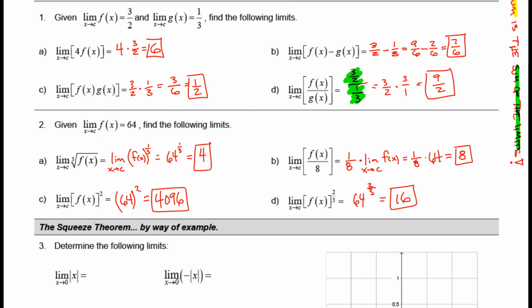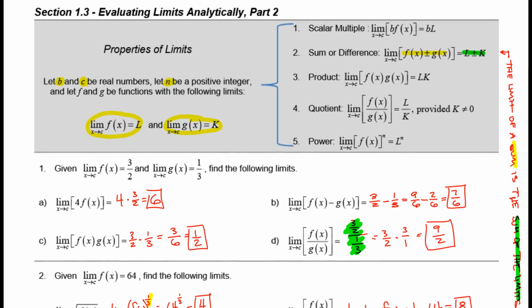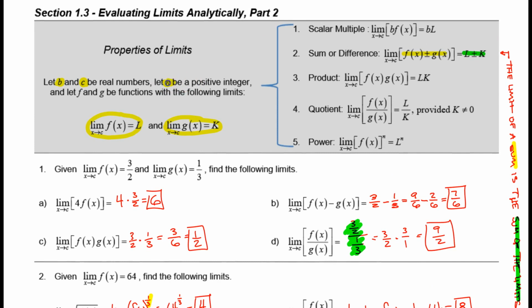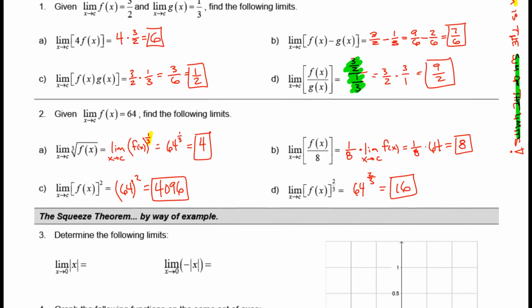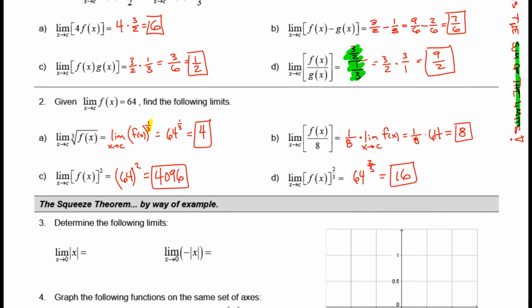So I rewrote this as the limit of f of x to the 1/3 power, because the 1/3 power is equivalent to the cube root. If I go back up and look at my properties, I thought the exponent had to be a positive integer, and 1/3 is not a positive integer. It's positive, but it's not an integer. It's a rational number. Well, the same thing shows up in part D here, where I had f of x to the 2/3 power. Seems like a contradiction, but I'm actually going to show you an additional property later in the notes that says it's okay to do it this way.